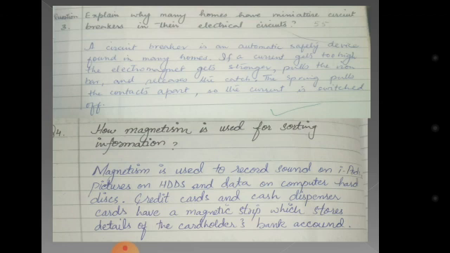Explain why homes have miniature circuit breakers in their electric circuits. If you have seen your home, the main breaker that is present outside your home in a box, why do we use those breakers, what is the main purpose of using them? A circuit breaker is an automatic safety device found in many homes.